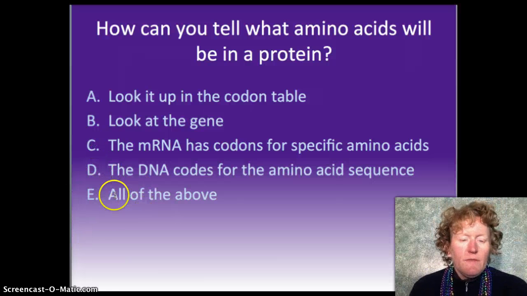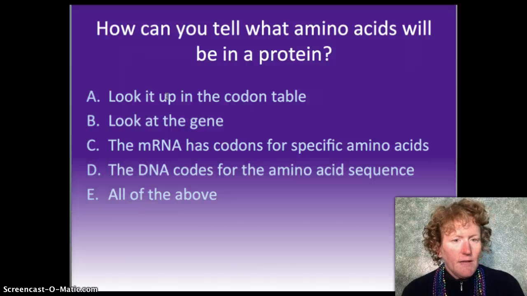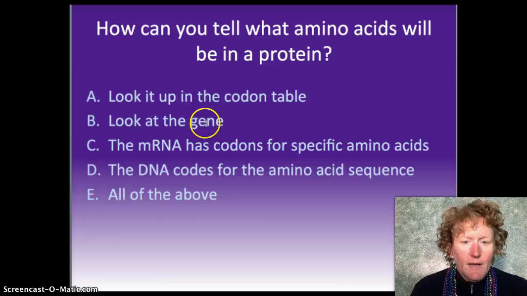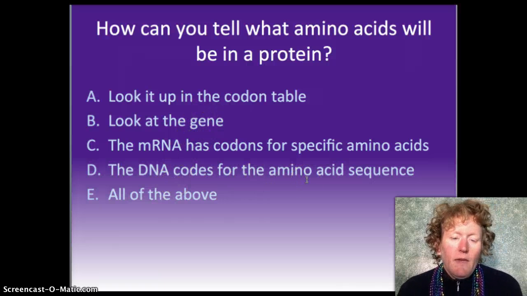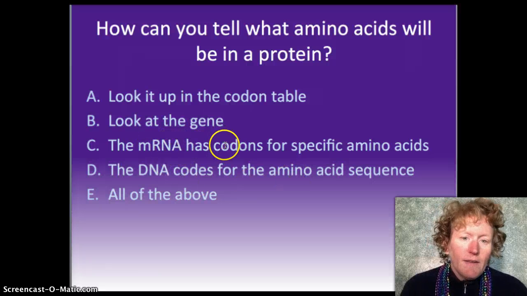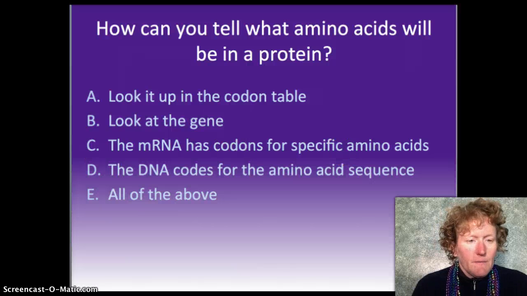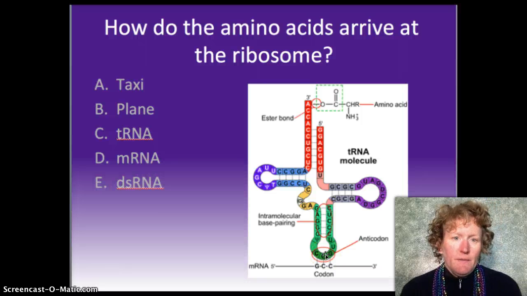If you guessed E, all of the above, you're absolutely correct. You can look at a codon table to figure out what the mRNA says. You can look at the gene in the DNA, because the DNA, of course, codes for the amino acid sequence. It codes for the mRNA that has codons for specific amino acids. The anticodon, remember, is here on the tRNA. Codon on the mRNA, anticodon on the tRNA.